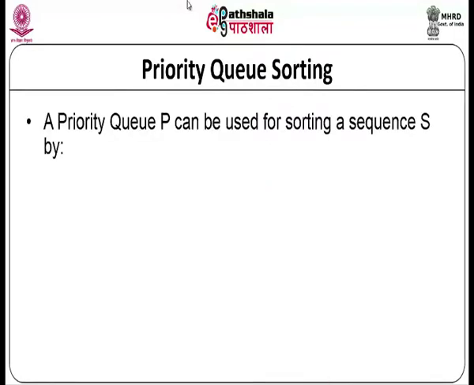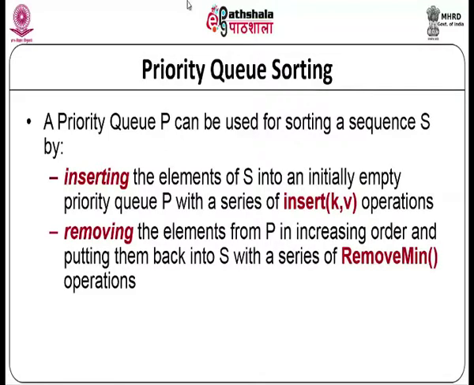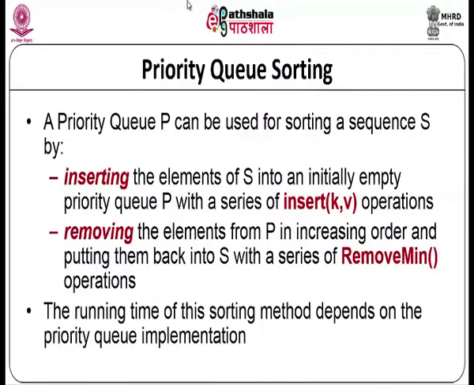Okay. Now, a priority queue P can be used for sorting a sequence. This is a different application. We are using a priority queue for sorting a sequence, not using a sorted sequence for implementing a priority queue. Please understand the difference. Here we are talking about a priority queue P which can be used for sorting a sequence S. So, insert the elements of S into an initially empty priority queue with a series of insert (key, value) operations, and remove the elements from P in increasing order, putting them back into S, which is the sequence that you want, with a series of remove min operations. If you do this repeatedly, you will get a sorted sequence. The running time for this sorting method depends on what implementation you use for the priority queue.